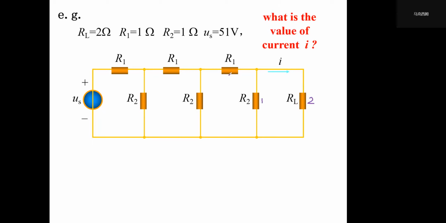R1 is 1 ohm. R2 is 1 ohm. And US is 51 volts, right? And we would like to calculate the current. Originally, we could just use the node voltage method or the loop current method to calculate the current, right? But that is not what we're going to do.